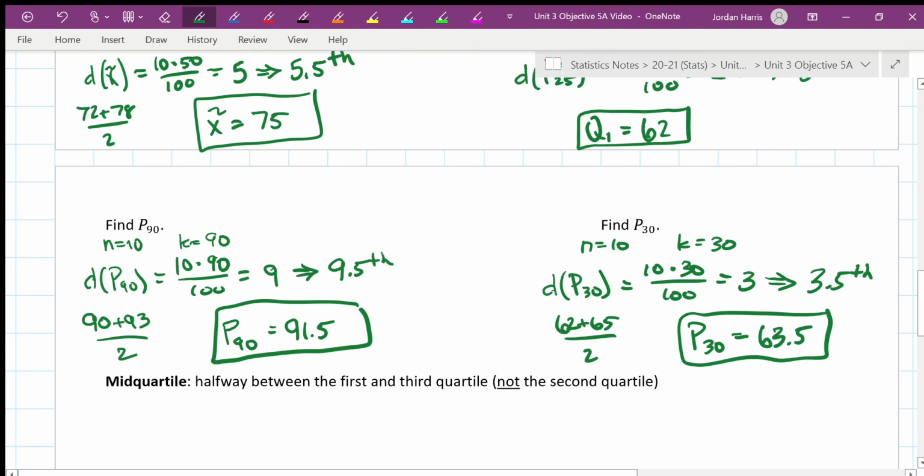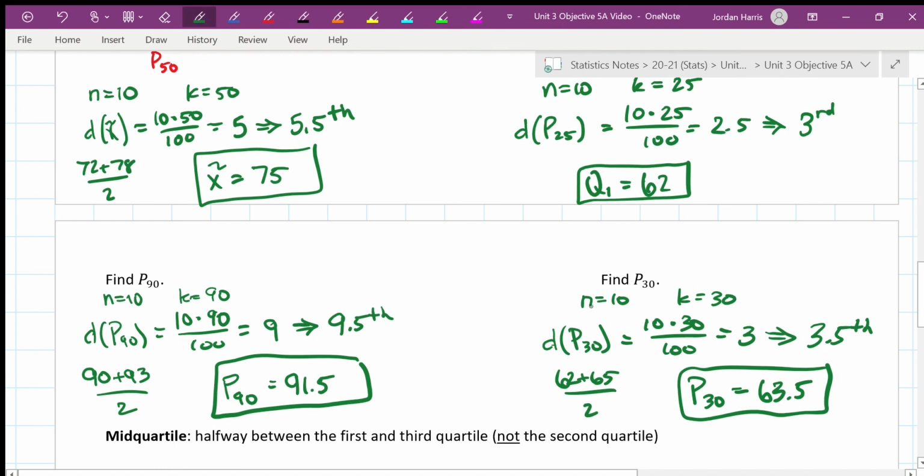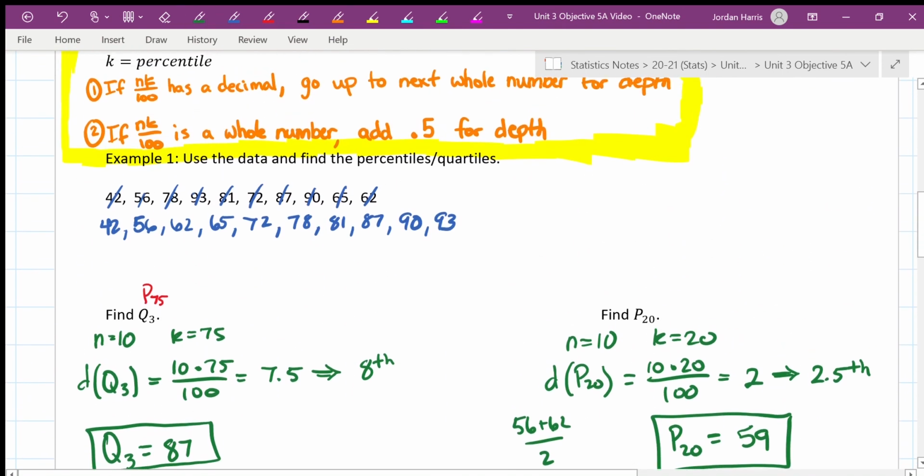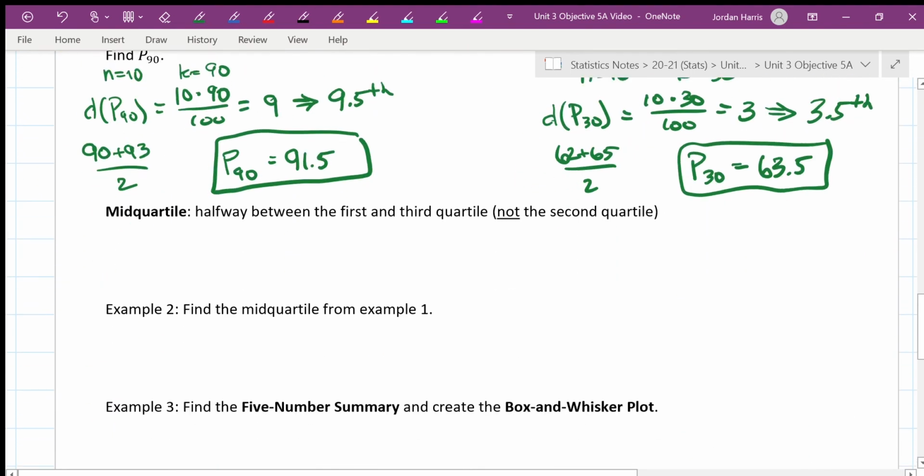I'm going to say this one more time before we move on to the next thing. Remember, n is not always 10. N represents how many data points. In this case, we had 10 data points. Make sure you count how many for n.